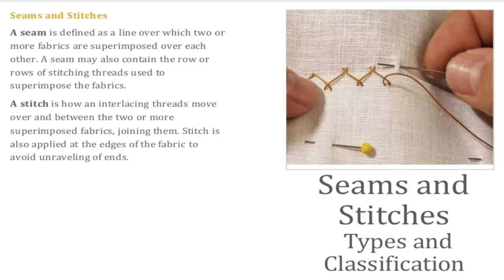Seams and stitches. A seam is defined as a line over which two or more fabrics are superimposed over each other. A seam may also contain the row or rows of stitching threads used to superimpose the fabrics. A stitch is how an interlacing thread moves over and between the two or more superimposed fabrics, joining them. Stitch is also applied at the edges of the fabric to avoid unraveling of ends.